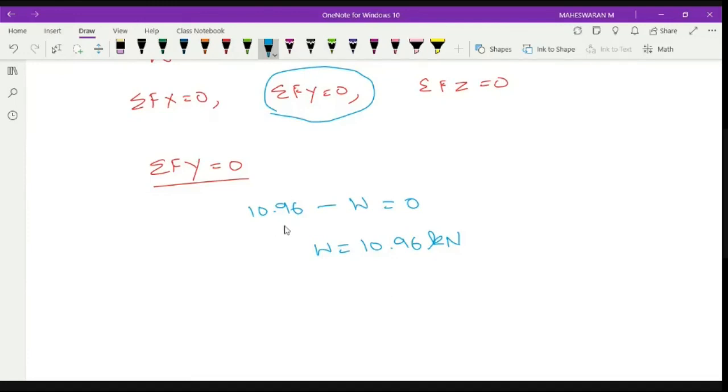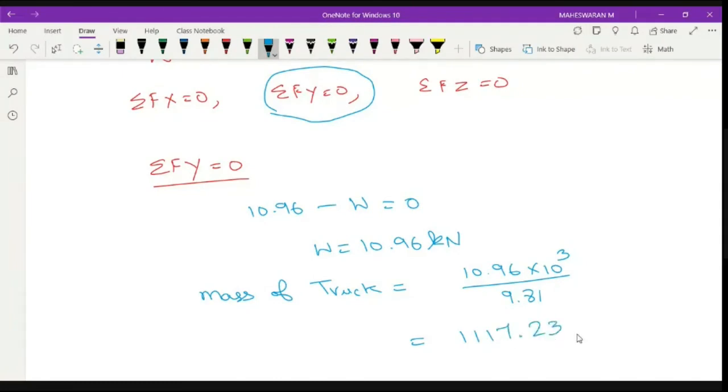Because whatever we solve is in kilonewton. What is your mass of your truck? So 10.96 into 10 power 3, this kilo is 10 power 3, divided by 9.81. You're getting 1117.23 kg. Okay, that's it. So we will stop here.